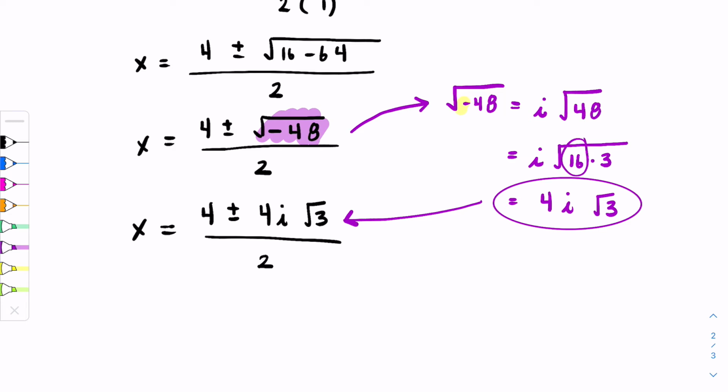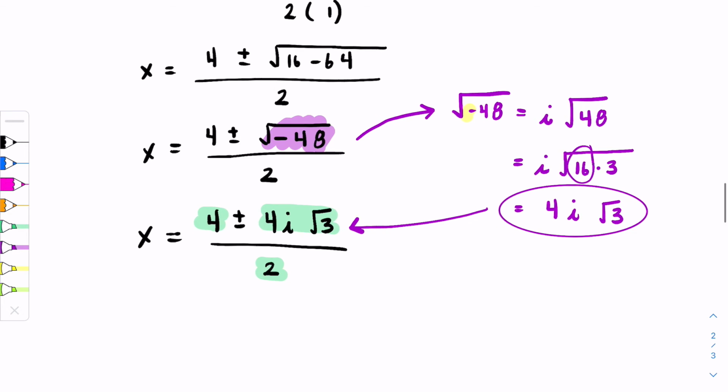At this point, I can simplify any number that goes into all terms. So all terms would be this term as a whole, and this term. Is there a number that goes into all three of those? Yes, there is. That number would be 2. 2 goes into itself once, 2 goes into 4 twice, 2 goes into 4 twice. So our answer is x equals 2 plus or minus 2i times the square root of 3.